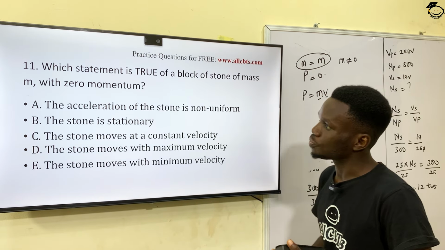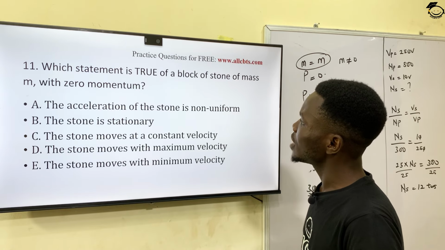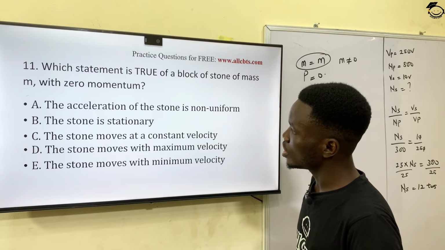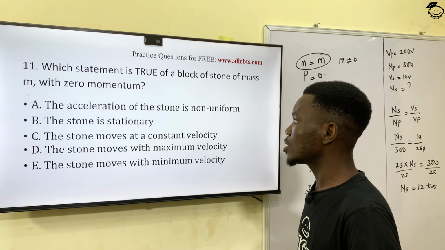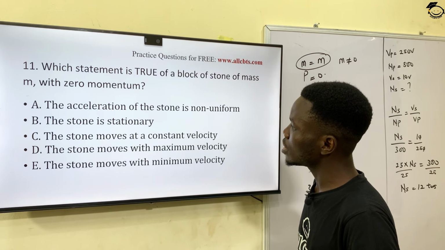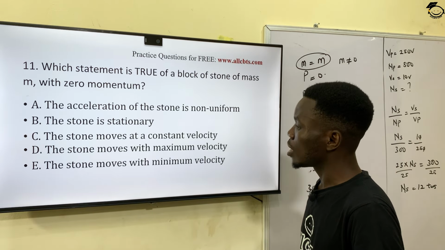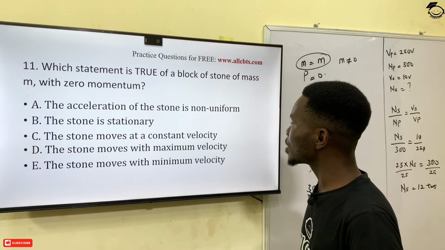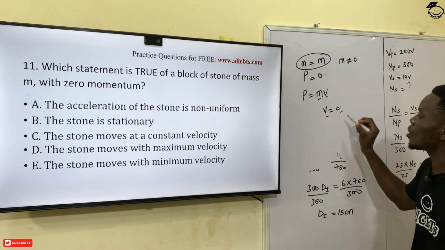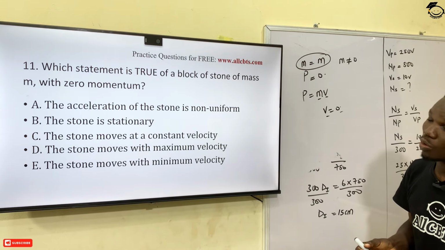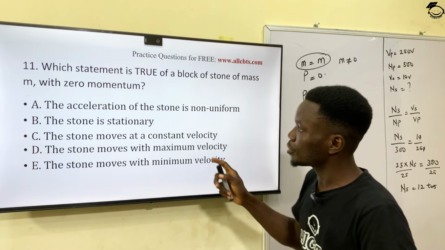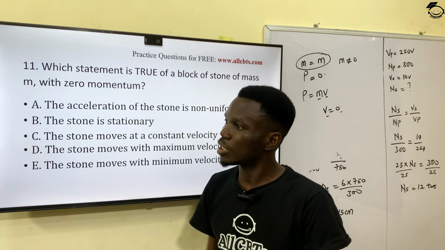So let's look at our options. Option A says the acceleration of the stone is not uniform. Option B says the stone is stationary. Option C says the stone moves at a constant velocity. Option D says the stone moves with maximum velocity. Option E says the stone moves with minimum velocity. Now, if my velocity is 0, it means that the stone is not moving at all. It means that the stone is stationary. So the correct answer to this question is option B, saying that the stone is stationary.